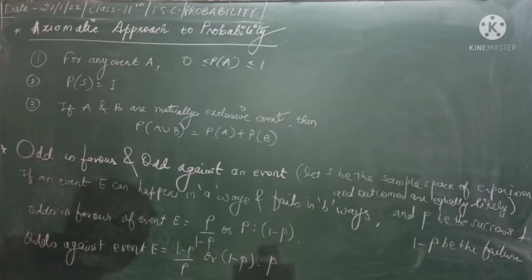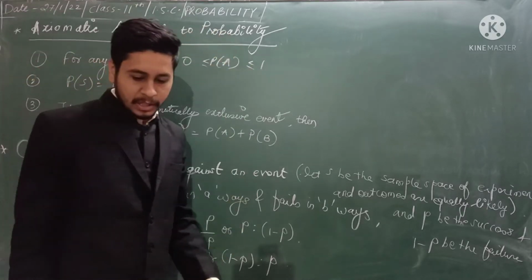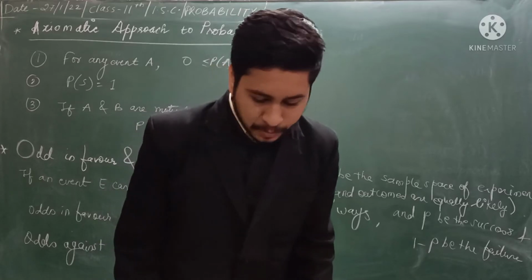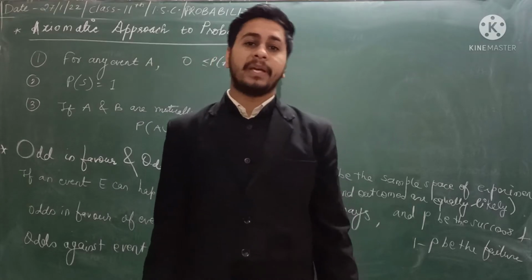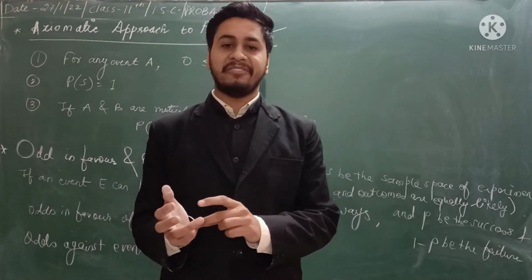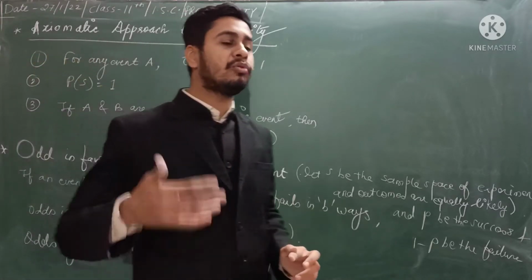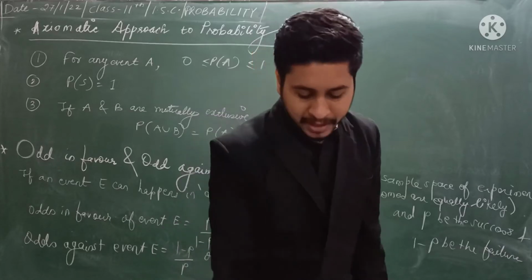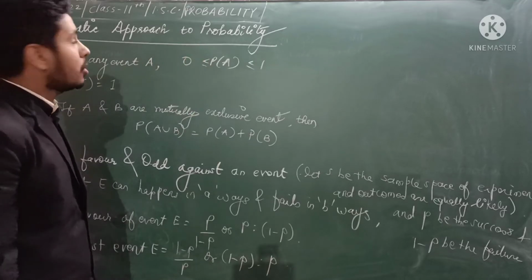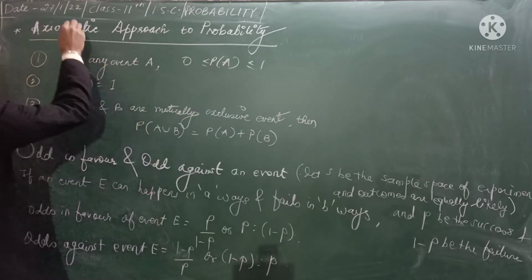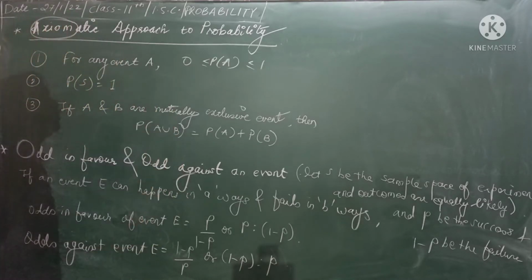Okay, so now we are going to start with the next topic, that is the axiomatic approach to probability. There are many approaches or many definitions given for the probability topic: there is a classical definition, modern definition, axiomatic approach. There are like 4 to 5 definitions given to probability. Now we are going to study the axiomatic approach. Axiomatic means there are axioms, with which we try to define probability.